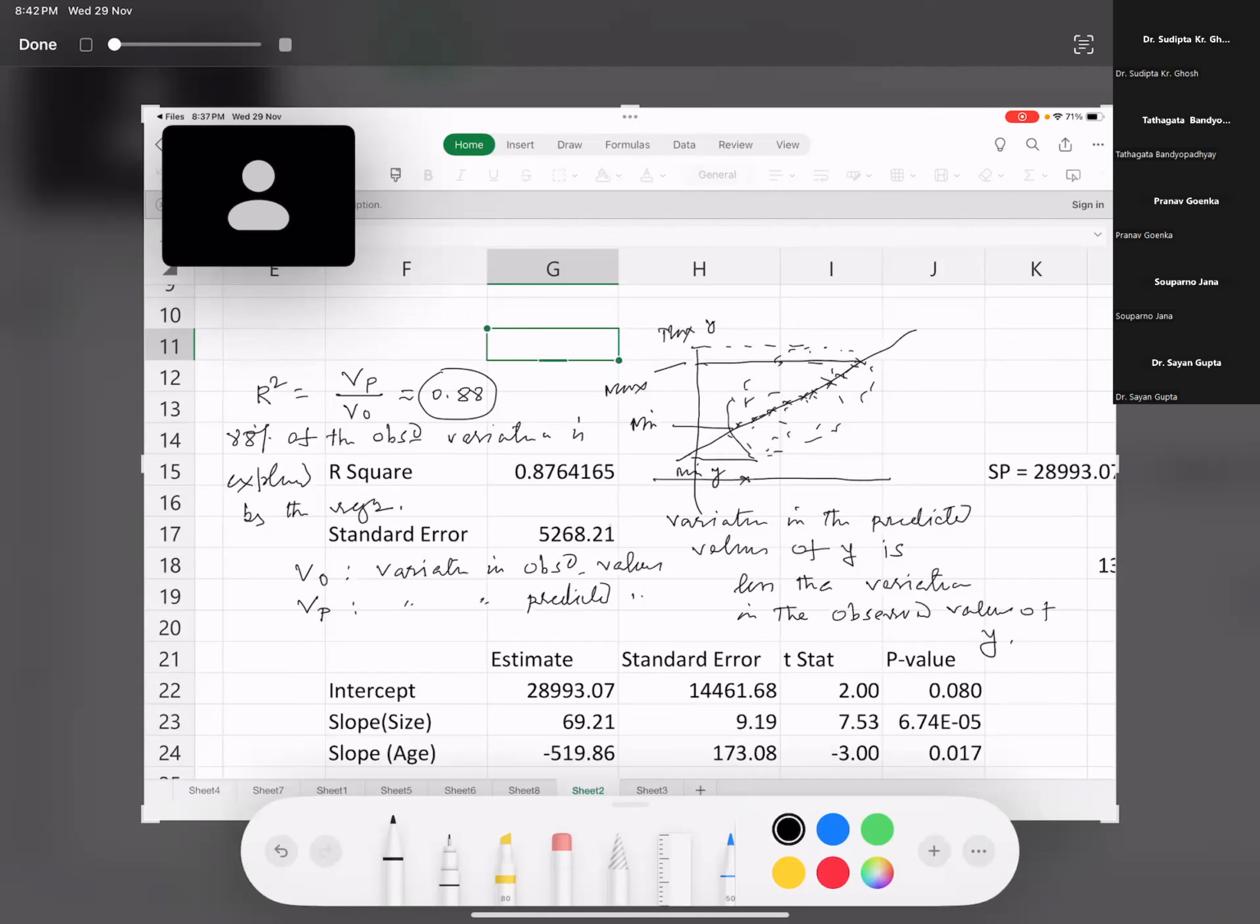So more R square means your model is better. 100% means it is exact, the relationship is exact. There is no error in the prediction. But usually you will get R square of 70%, 80%. In certain contexts, that would be good.